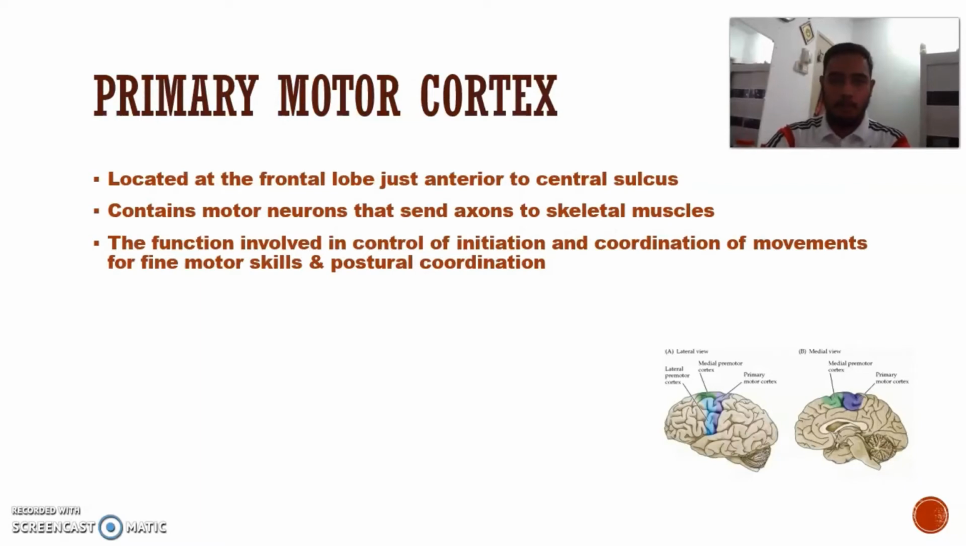Okay, next we go to the primary motor cortex. It is located at the frontal lobe, just anterior to the central sulcus, and contains motor neurons that send axons to skeletal muscles. The function is involved in control of inhibition and coordination of movements for fine motor skills and postural coordination.